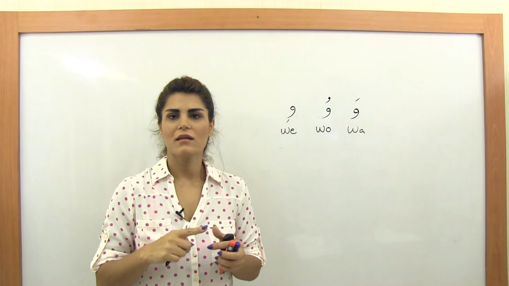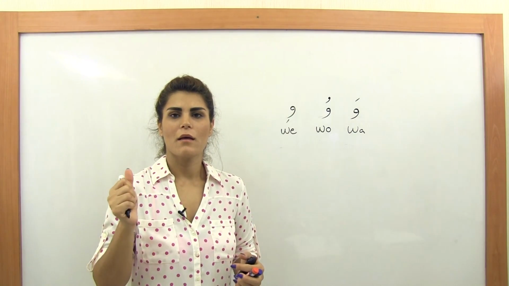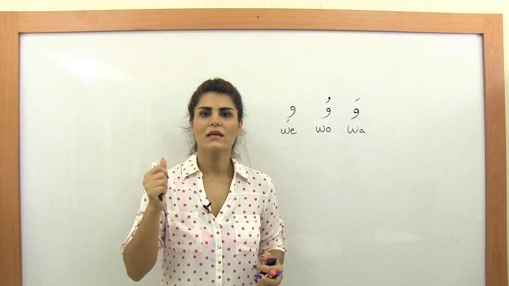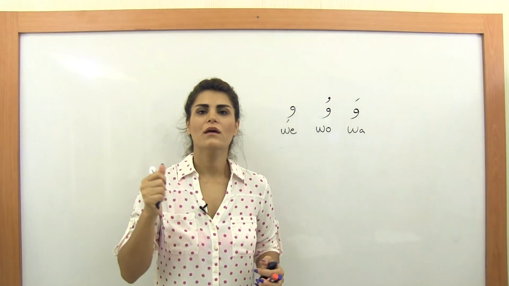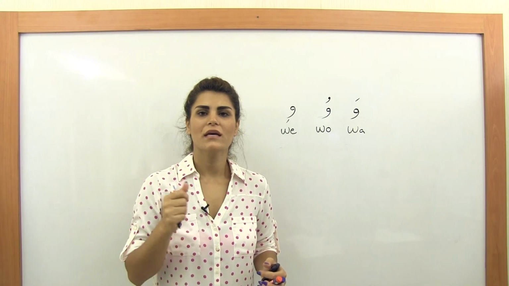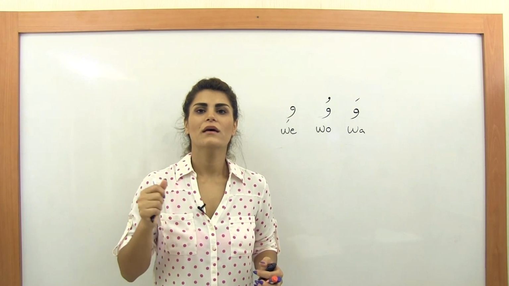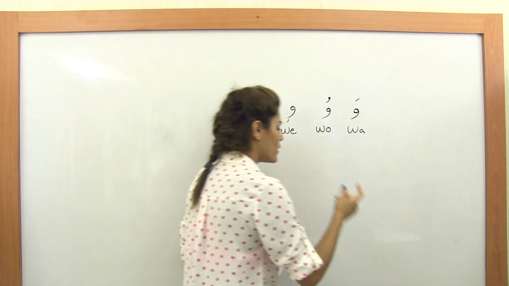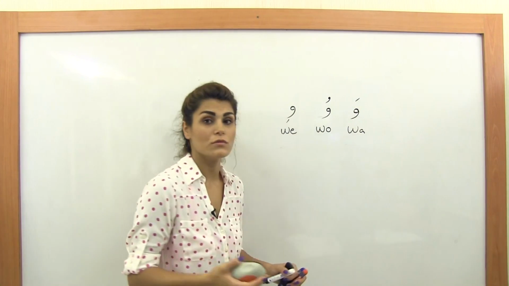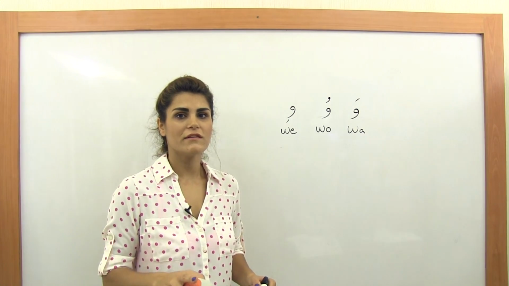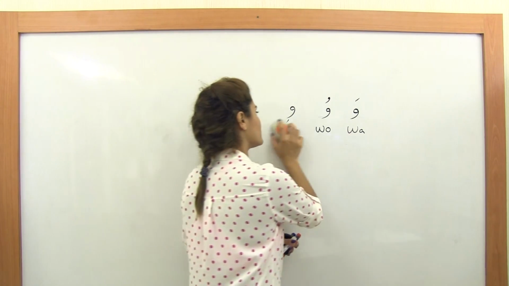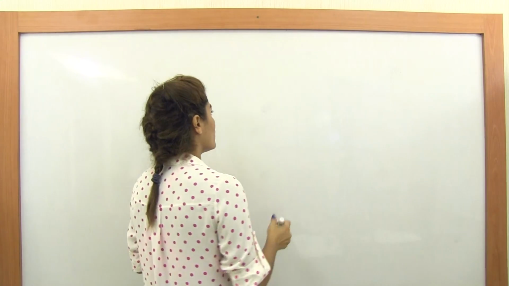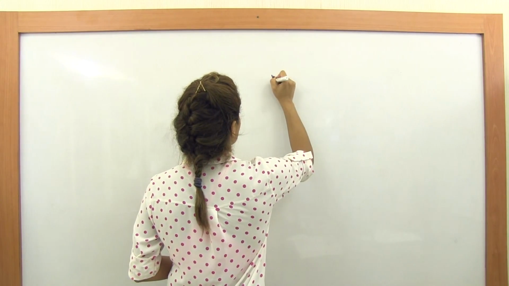So fatha, damme, kasra. Ba, bu, bi, ta, tu, ti, tha, thu, thi, na, nu, ni, ya, yu, yi, wa, wu, wi. Now we are going to cover and explain emphasis and de-emphasis marks. So we'll start with de-emphasis marks.